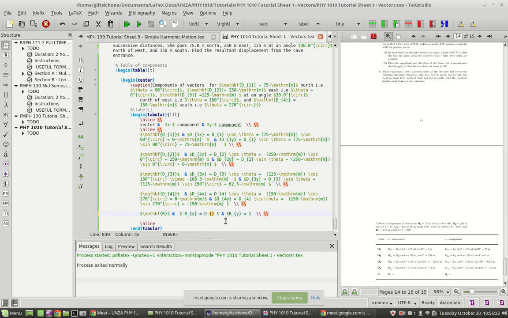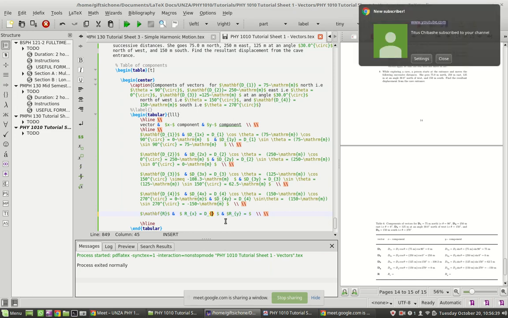No, the names of the x components. What are the names of the components you're adding? D1x, D2x, D3x, and D4x.